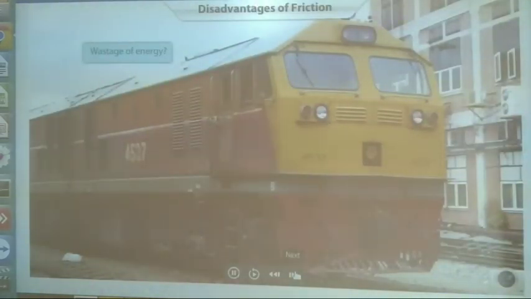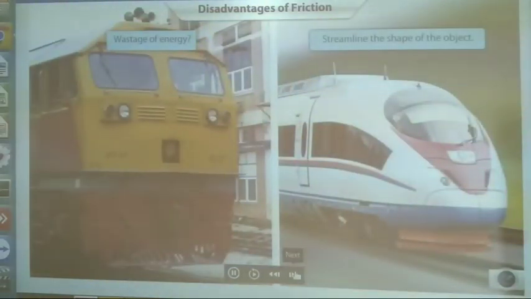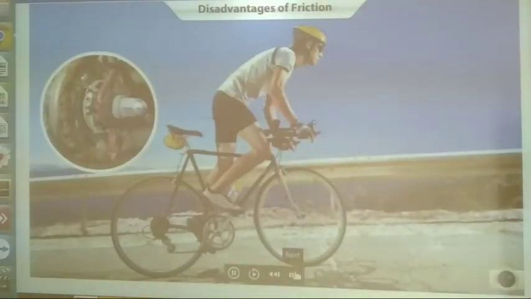Friction also causes wastage of energy in vehicles. When there is excess friction, we need more fuel to move the vehicle. So what can we do to reduce friction here? We could streamline the shape of the vehicle. If you think we sorted this problem out, there's another problem that friction poses. It wears things out. And how do we tackle this?